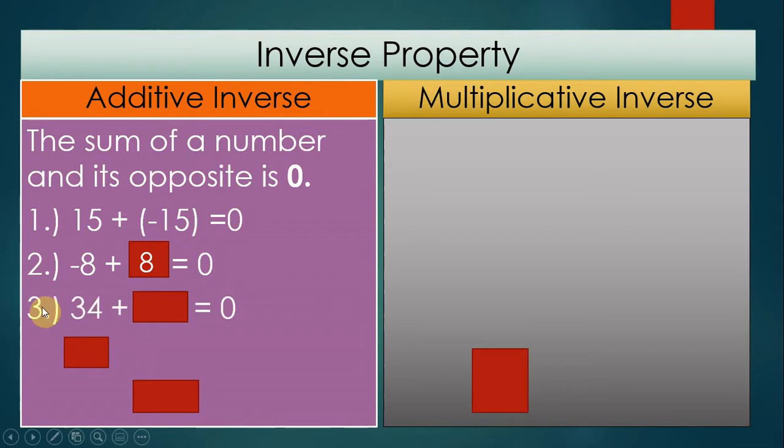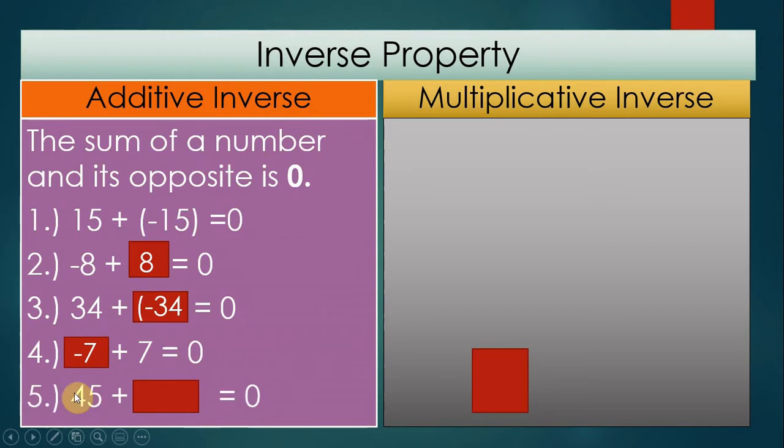+8. Number 3. What is added to 34 to get 0? Or what is the opposite of 34? The opposite of 34 is -34. So if we add these two, the answer is 0. Number 4. -7 plus 7 equals 0.